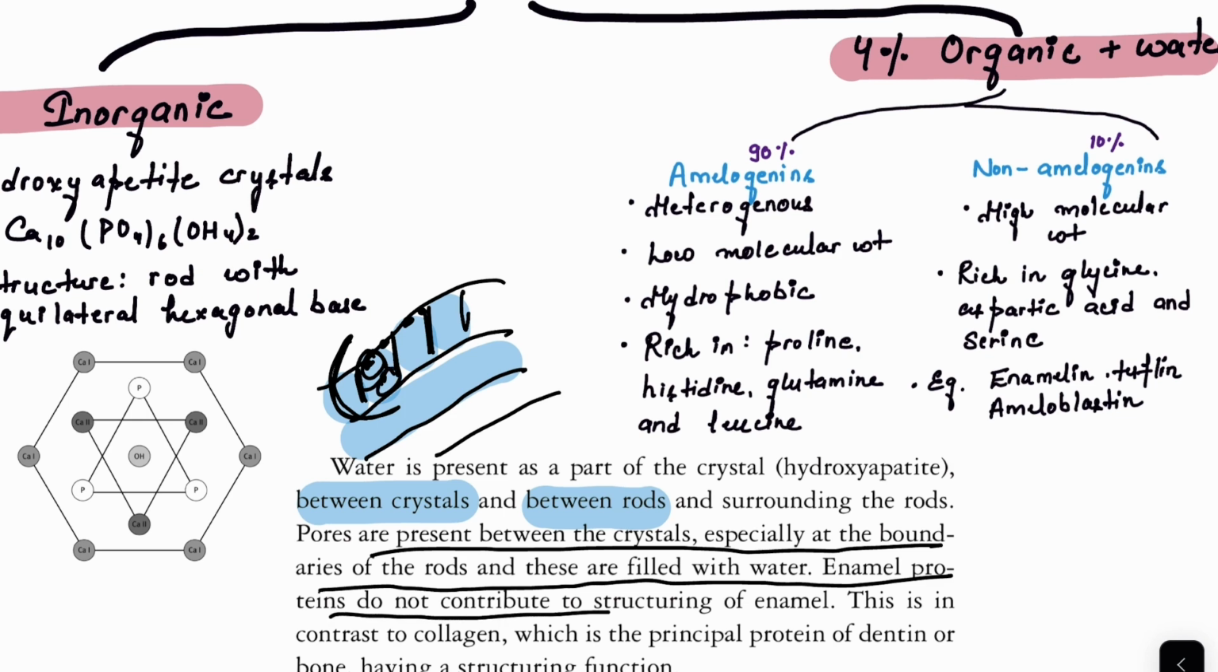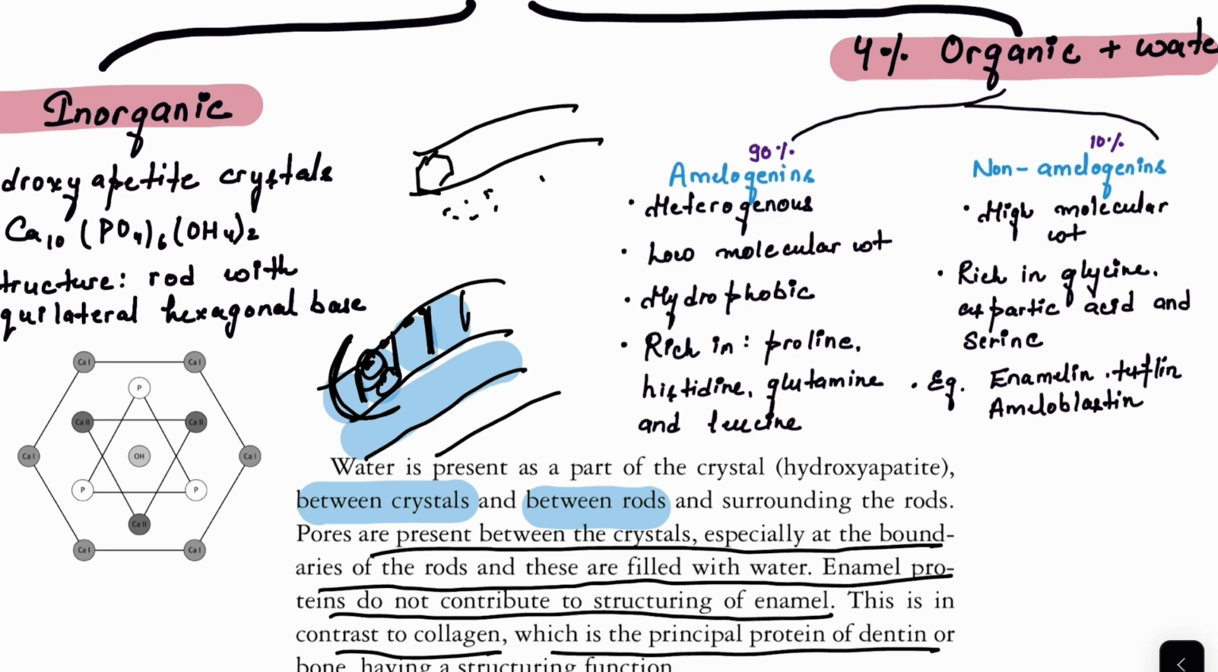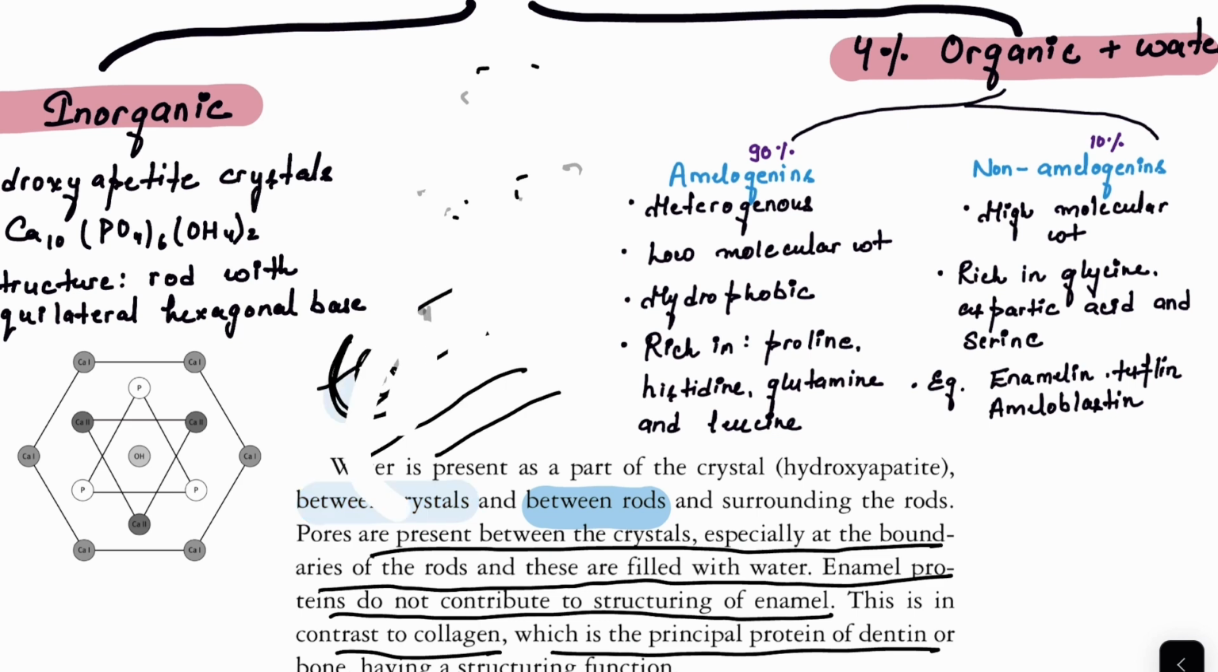Enamel proteins do not contribute to the structure of enamel, in contrast to collagen, which is the principal protein of dentin or bone, having a structural function. So enamel proteins, when I have these rods in the structure, these rods form the main structure of the enamel. Enamel proteins will be mainly a part of the matrix. They lie here and there.